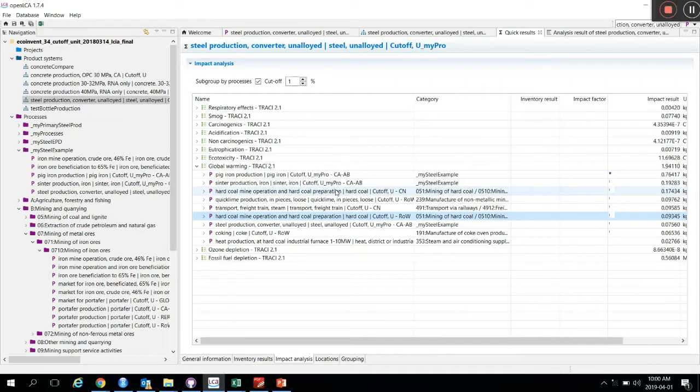Of course, as we have a good understanding of our system, we'll have a better understanding, but you have to keep in mind that this is total system impact. So some of this impact could be due to requirements at sinter production, but it could also be hard coal required at a completely different process in the value chain. So that's something to be aware of.